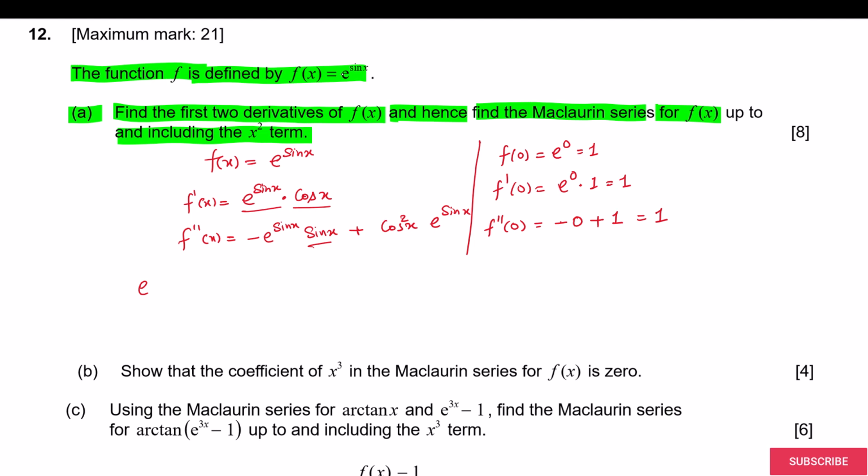and hence the Maclaurin series is going to be e to the power sine x equals first f of 0 plus f prime of 0 x plus f double prime of 0 x squared over 2 factorial and so on. We need to just write till x squared, so this becomes 1 plus x plus x squared over 2. So that's the Maclaurin series for f(x) till the first three terms.